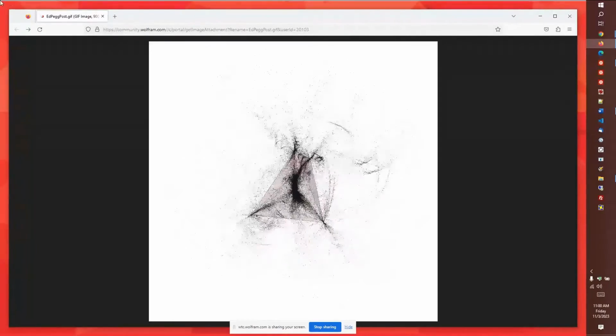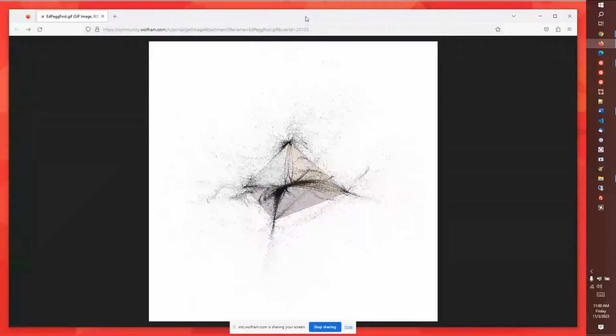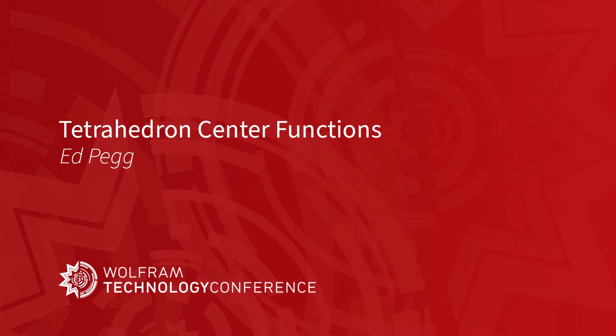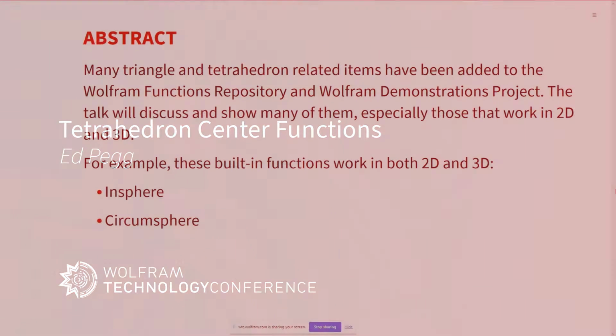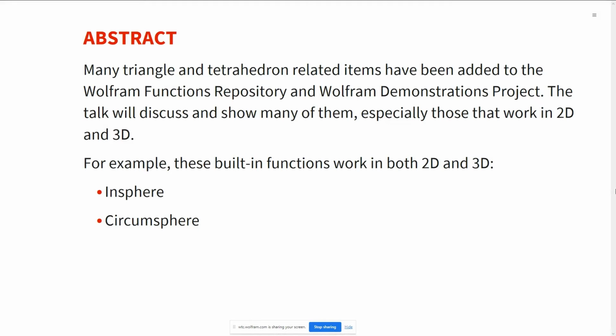And I think we can start here. I'm going to talk about some tetrahedron center functions. I'm Ed Pegg Jr. I run the Wolfram Demonstrations Project. I also work on the Wolfram Functions repository, and we've added many triangle and tetrahedron related functions recently to the Wolfram Functions repository, and also quite a few triangle demonstrations.